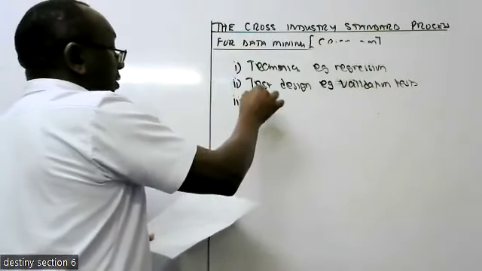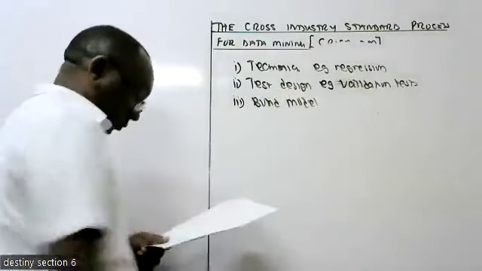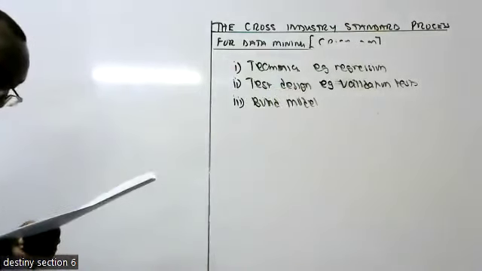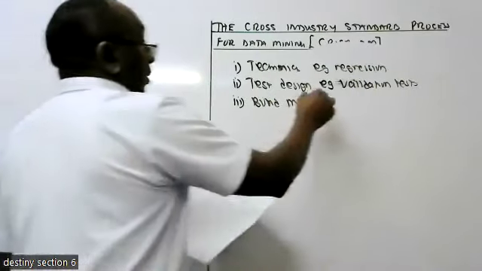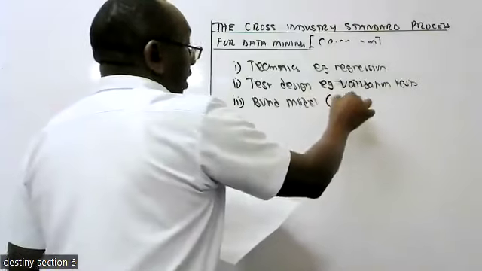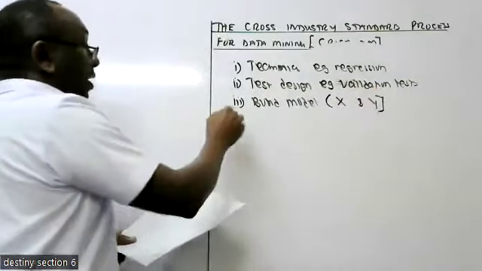Number 3 is build the model. Into brackets, you can get X and Y, and say specify X and Y.